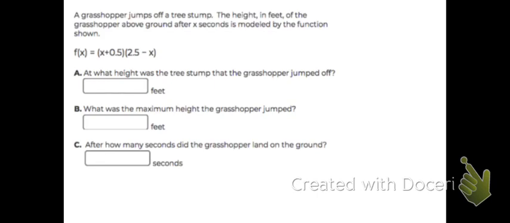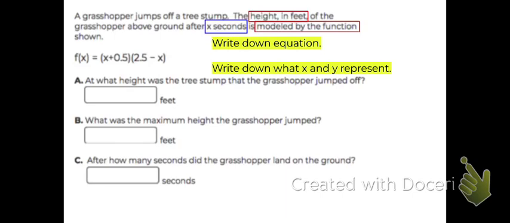So first you want to identify what does the X and the f of X represent. And it says the height in feet is modeled by the function. So f of X is calculating the height in feet. And it says X is the seconds. So I would write that down on my paper. X equals seconds. F of X or Y equals the height.